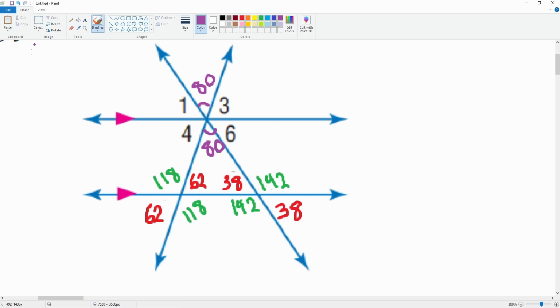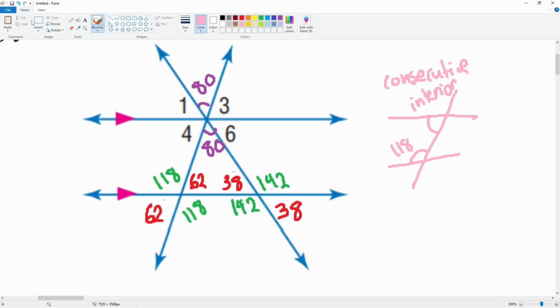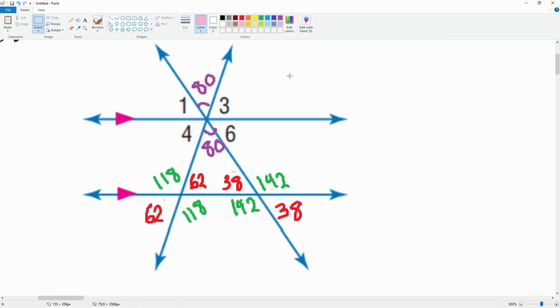Okay. Let's think through this. Okay. We can actually get 4. Let me show you how. Notice that 4 is on the same side and on the inside with the 118. So they are consecutive interior. Do you see that? That means that they have to add up to 180. So let's see that.